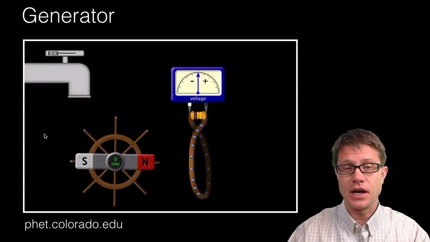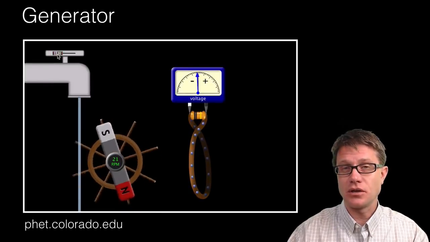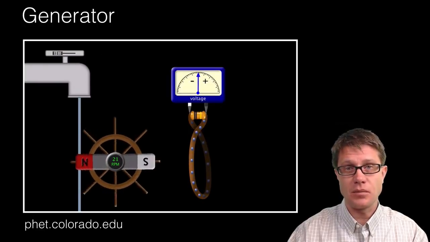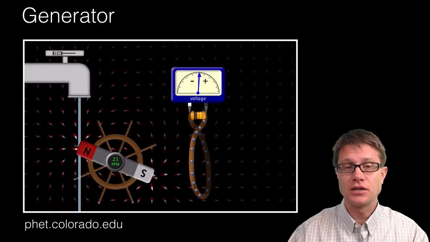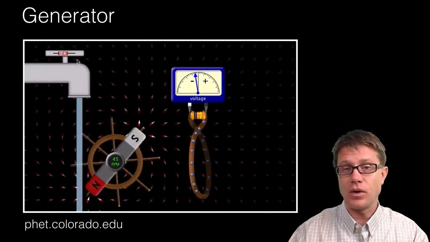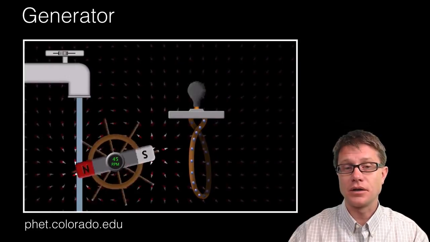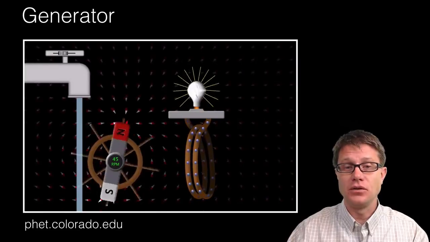And so watch what happens now when I start to turn on the water inside that faucet. It's changing the position of the magnet. As it changes the position of the magnet, it changes the magnetic field. You can see the magnetic field lines are changing, and so I'm starting to get a little bit of current. What happens if I increase the speed of that water? I'm getting more current. We could even have a light bulb connected to it. And so now I'm starting to get usable energy.